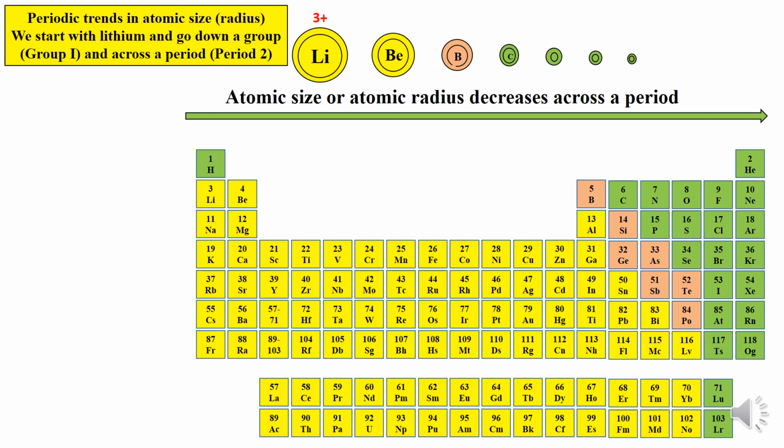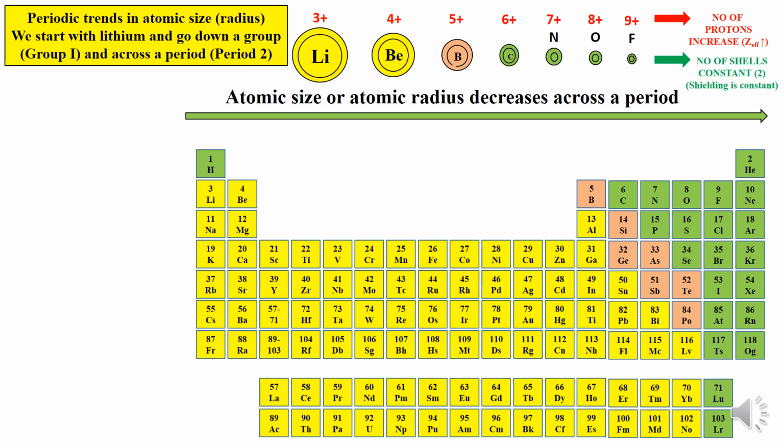Now what about the number of protons? Lithium contains 3 protons in its nucleus. Beryllium contains 4 protons. Boron 5 protons. Carbon 6 protons. Nitrogen 7 protons. Oxygen 8 protons. And fluorine 9 protons. As we move from left to right across the period, we find the number of protons increases while the number of shells remains constant. So you find the number of shells in these elements to be only 2.